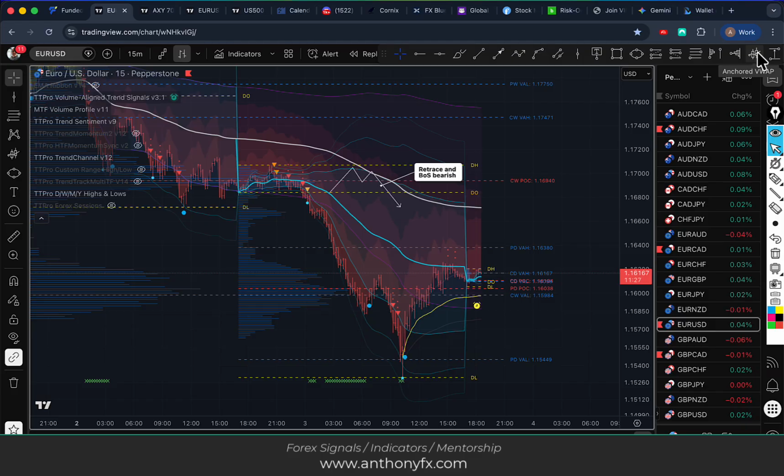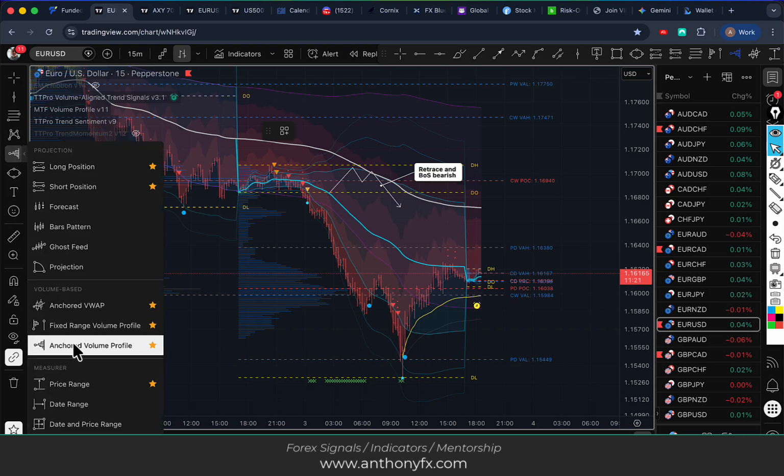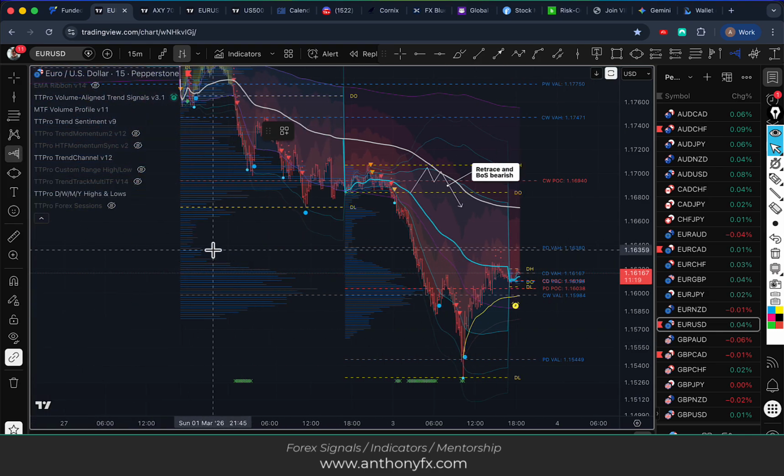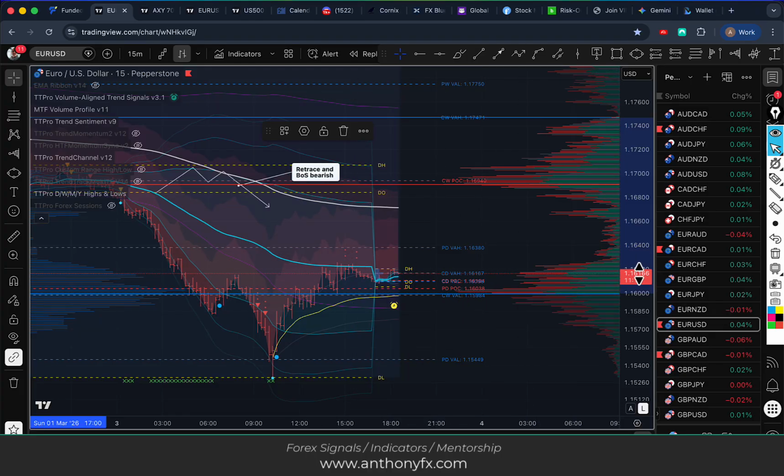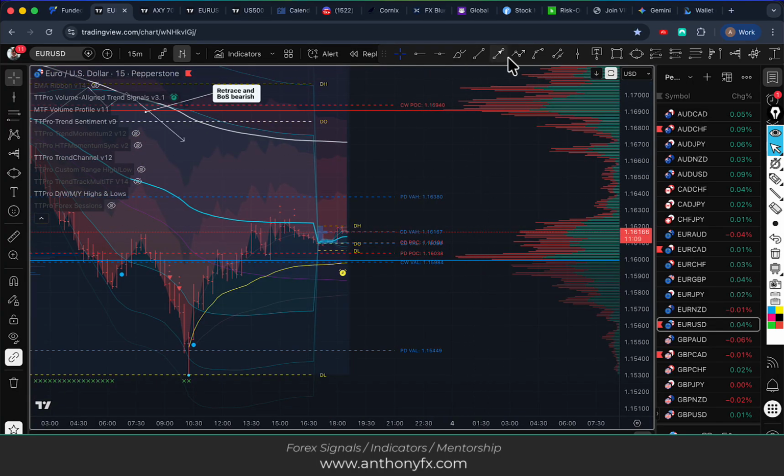What I'm doing here is grabbing the anchored volume profile. It's in here, anchored volume profile. Okay, we've already got it. And have a look at the point of control. What I want to see with price is it breaks under this cluster, under the point of control and under VWAP. That would be a point where I would be interested in selling.